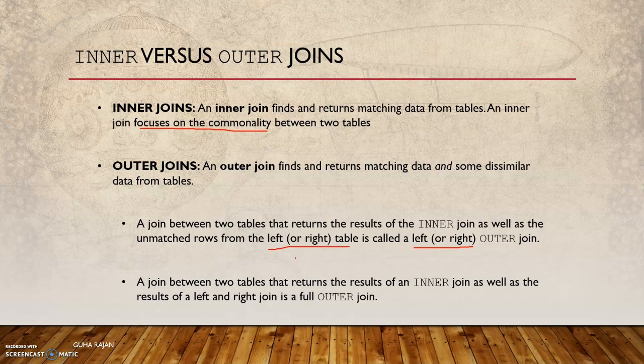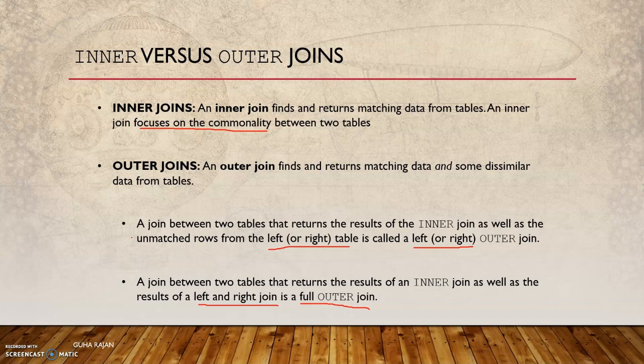Finally, there is one more join, which is a kind of outer join, the full outer join. It basically returns the results of the inner join as well as the results of the left and the right. So if unmatched rows from both the tables are returned, then it is a full outer join. Hope it is clear. So it is left outer join, right outer join, and full outer join. The left outer join returns all the inner join rows plus unmatched rows from the left table. If it is a right outer join, then the right table's unmatched rows need to be returned.